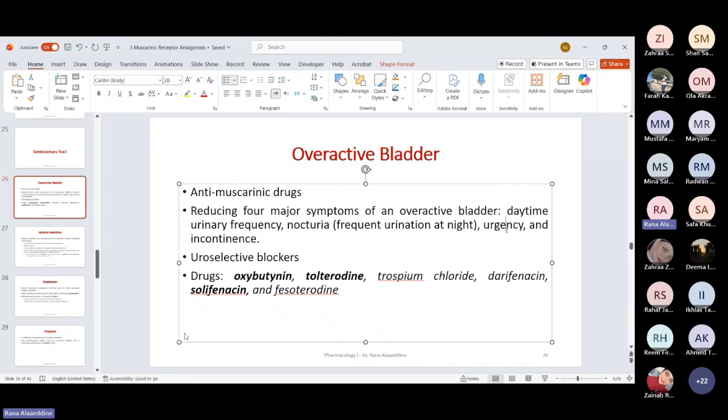The person will have urgency. So they suddenly feel that they want to go urinate, right? And incontinence. Incontinence means the person does not have any control over his urination. So in this case, what is the solution? I want to give something that can stop the overactivation of the bladder and can relax the muscles of the bladder. What are those drugs? You have a list of them over here.